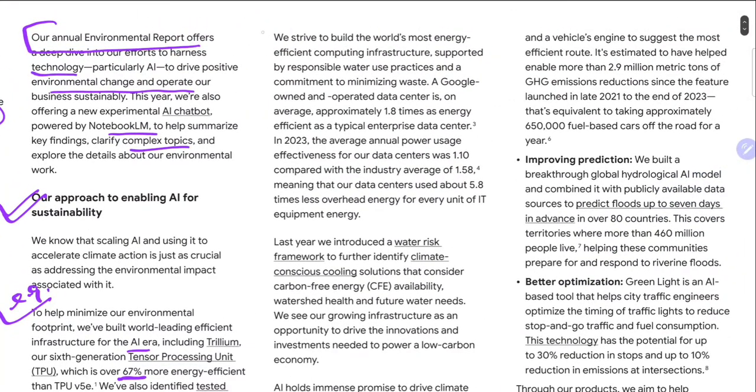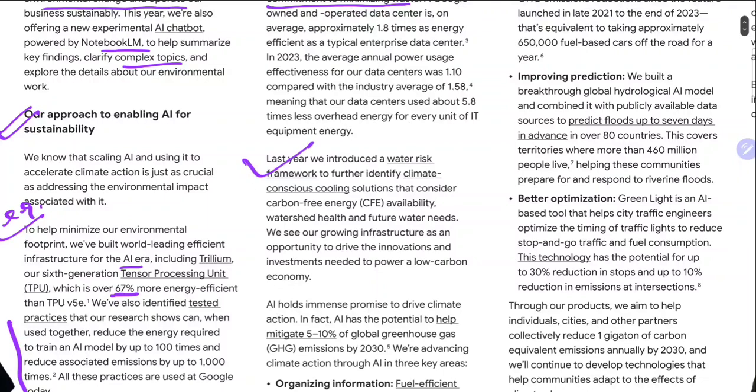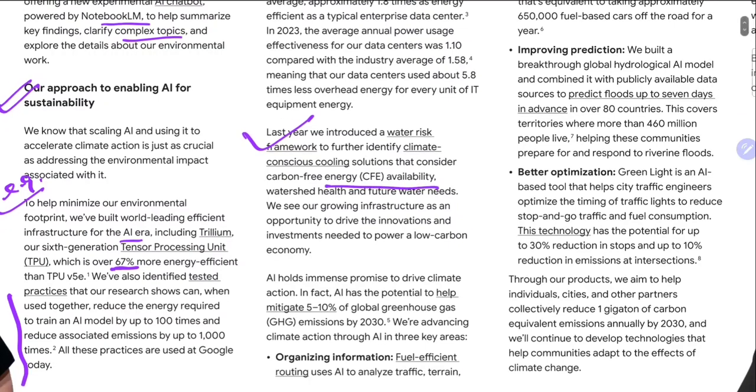And also, we strive to build the world's most energy efficient computing infrastructure, supported by responsible water use practices and a commitment from. So, as I said earlier, this is a leadership statement where certain commitments are made related to the different materiality topics for the organization. And last year, we introduced a water risk framework to further identify climate-conscious cooling solutions that consider carbon-free energy availability. So, this is one more initiative.